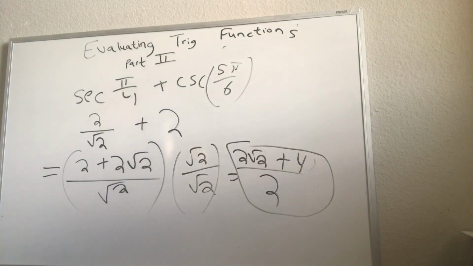So this is basically evaluating trigonometric functions. And again, if you understand the ratios in the 4 quadrants, this should be pretty easy to understand.